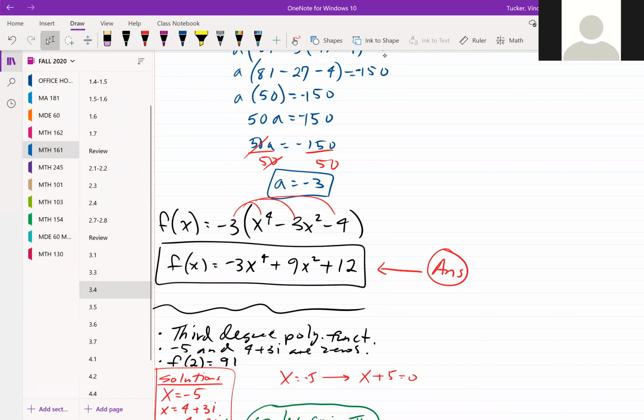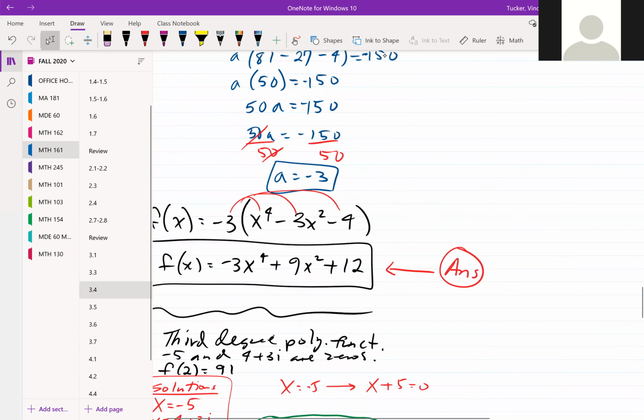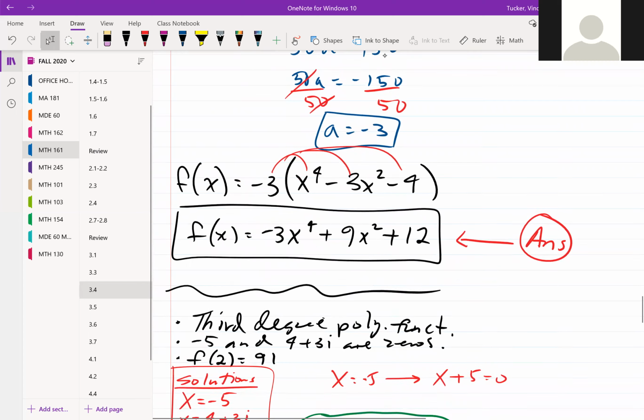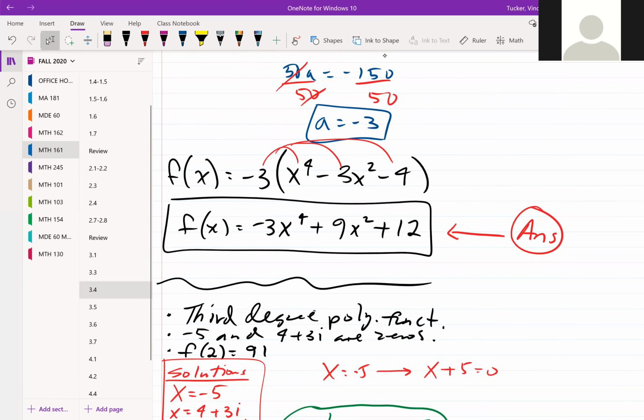I got it. So basically, once you get your function, you take that negative 3 and put it on the outside, then multiply it to your function. Mm-hmm.